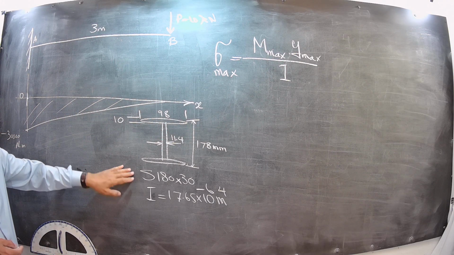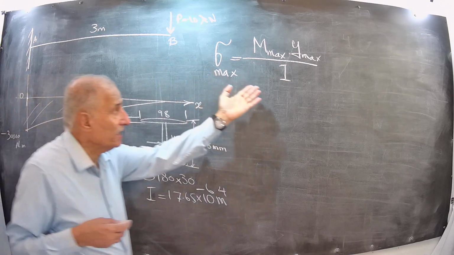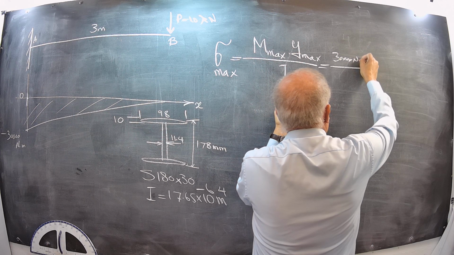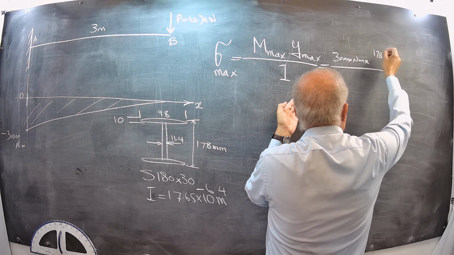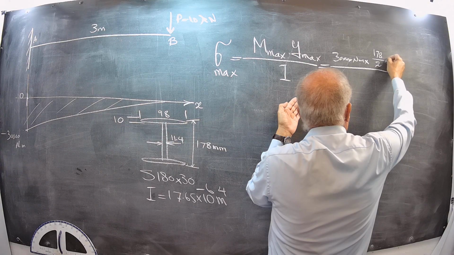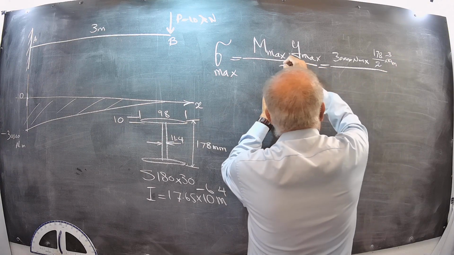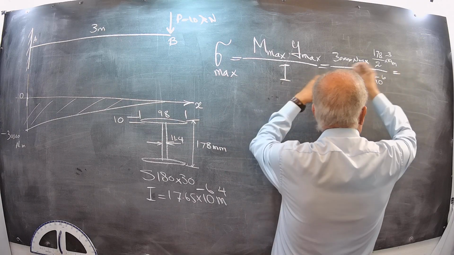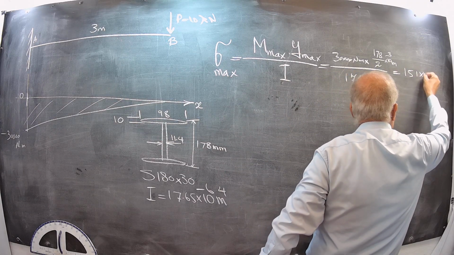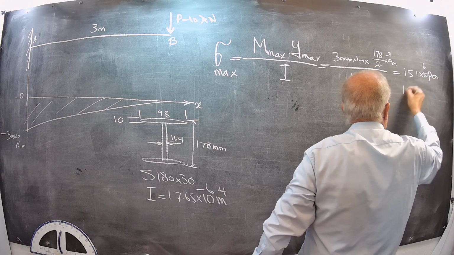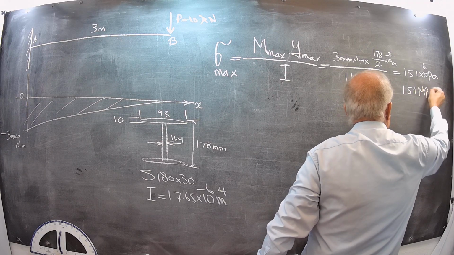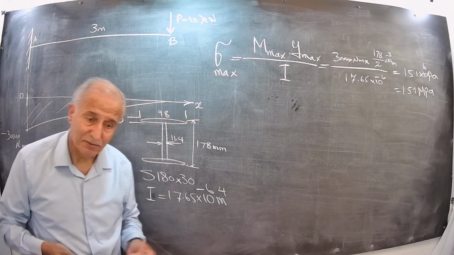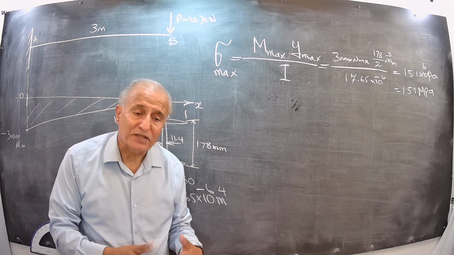Then, if I substitute these values here, I get 30,000 Newton meter times 178 divided by 2 times 10 to the power minus 3 meter, with I equal to 70.65 times 10 to the power minus 6. You will find it is 151 times 10 to the power 6 Pascal, or 151 megapascal. Let's say it's 150 megapascal. Okay, this stress is high. I want to decrease this stress.